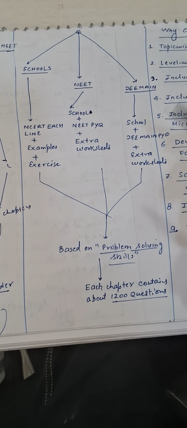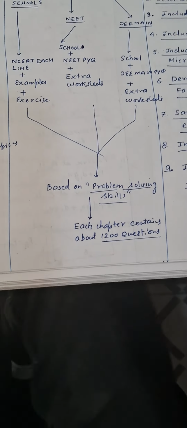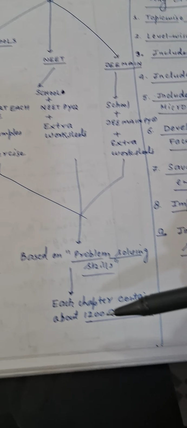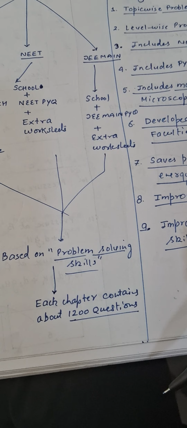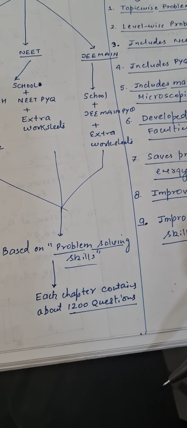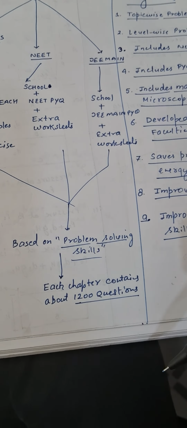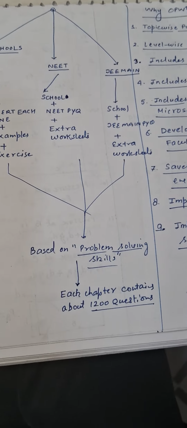The main thing about all of these is that they are based on problem solving skills, as I shall be exploring in the later videos. The consensus is that each chapter roughly comprises 1200 questions. So you multiply 1200 by 28, which is about 33,000 questions in total for the entire physics as far as NEET and JEE Main are concerned. So this is the entire physics for you.